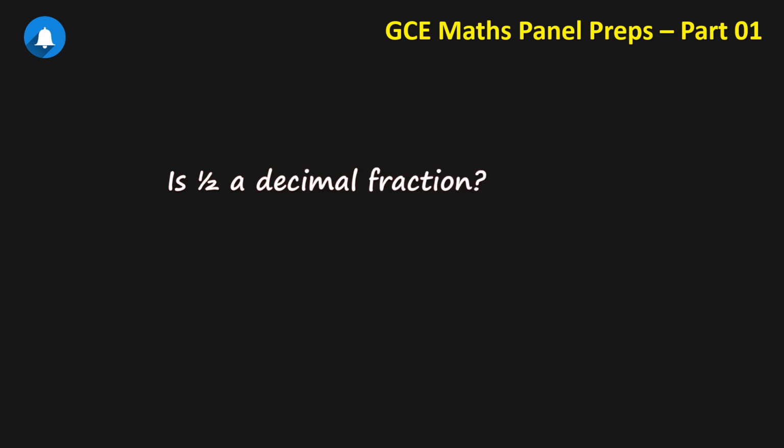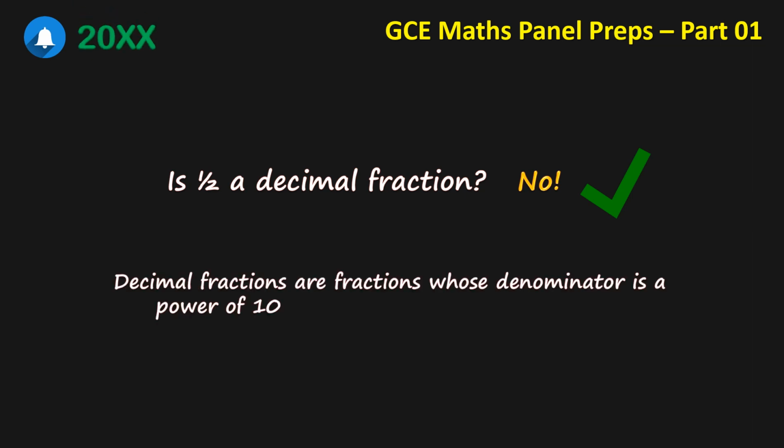This other one to note, is a half a decimal fraction? No. For a number to be a decimal fraction, the denominator must be a power of 10. That is, the denominator must be something like 10 or 100 or 1000 or 10,000 and so on, the power of 10. So a half is a binary fraction because the denominator is 2. So it's a binary fraction and not a decimal fraction.